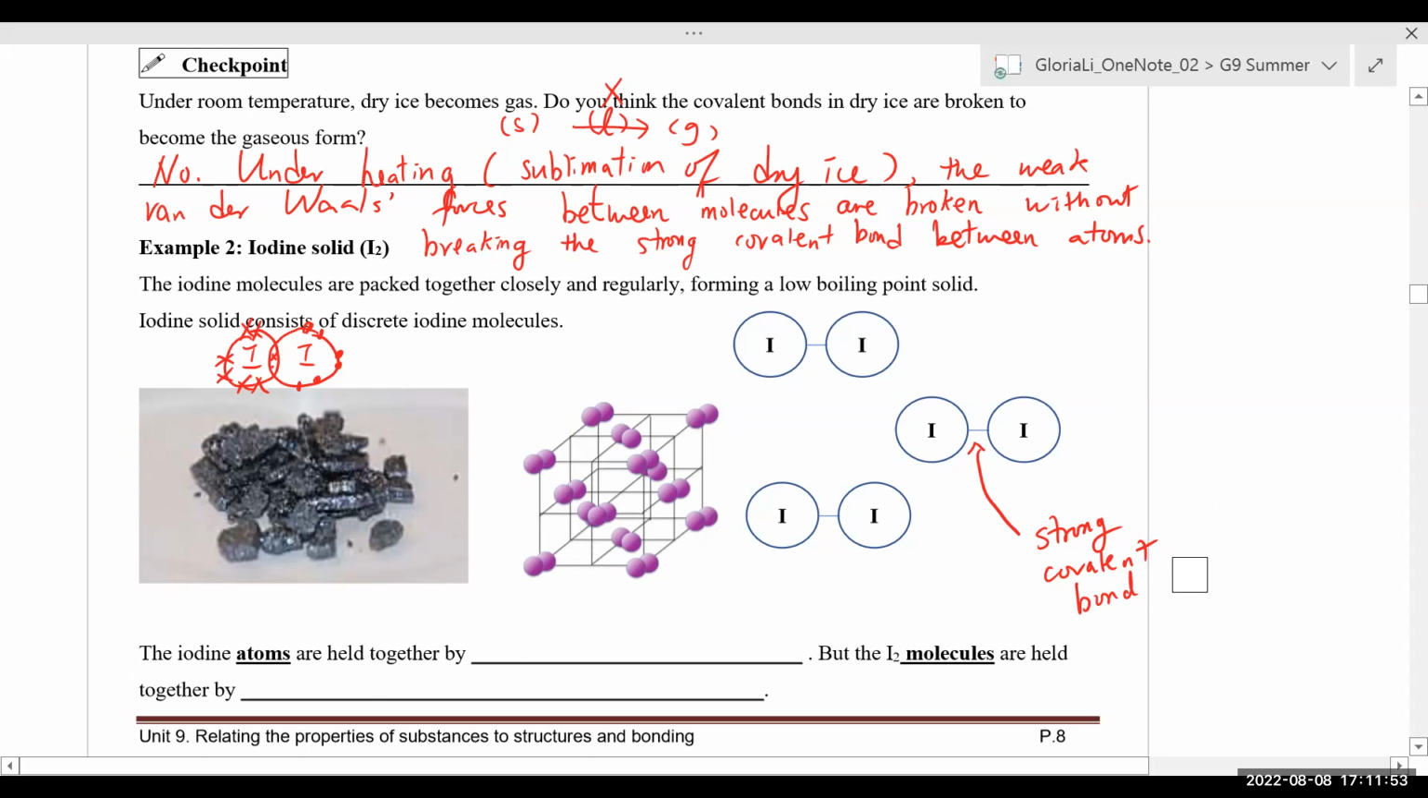So strong covalent bond between the atoms, right? Okay, so I just skip it. And then there will be weak van der Waals force between the molecules. So that will be weak van der Waals force. So we can mark it down. The iodine atoms are held together by strong covalent bond. But the iodine molecules are held together by weak van der Waals force.